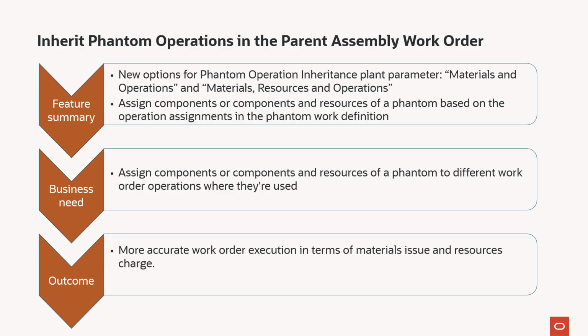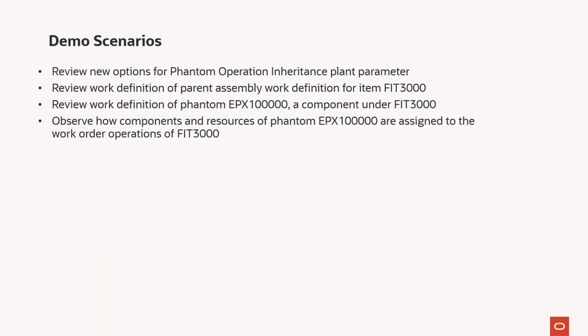The additional options allow components and resources of a Phantom to be assigned to different work order operations where they're used. This results in more accurate work order execution in terms of materials issue and resources charge. This demo shows how components and resources of a Phantom are assigned to the parent assembly work order operations, based on the operation assignments in the Phantom work definition.